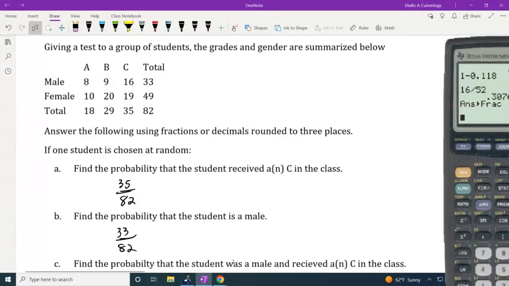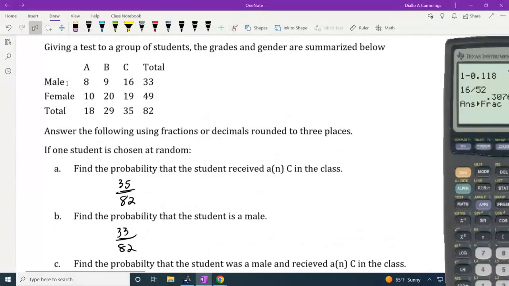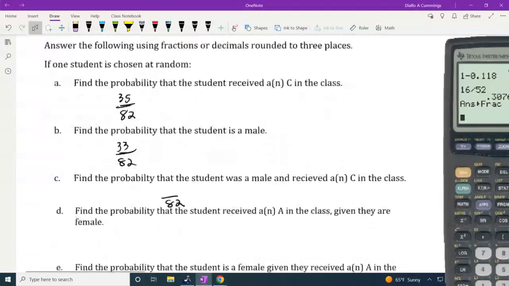Find the probability that the student was male and received a C in the class. So I don't see the word given. So we're going to use the total amount of students in the class, which was 82. And I'm going to look for the males that received a C, and that should be what? 16.